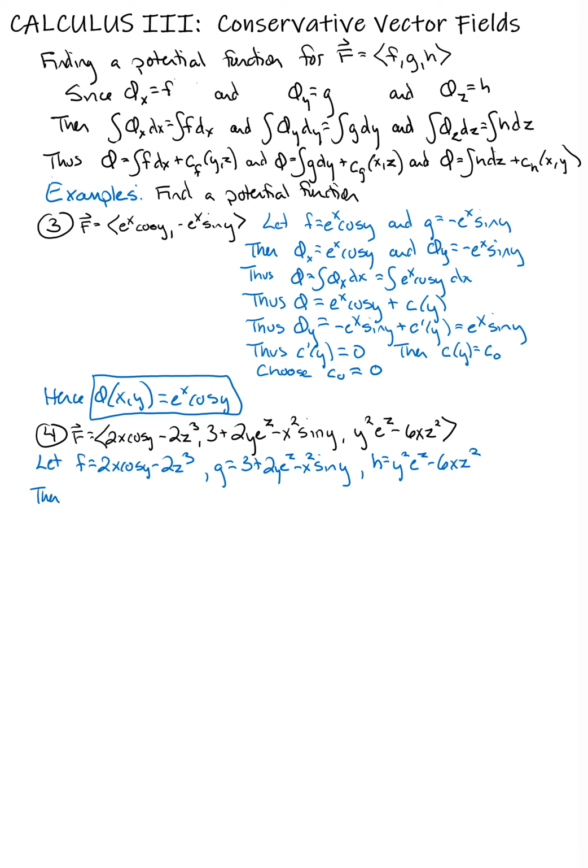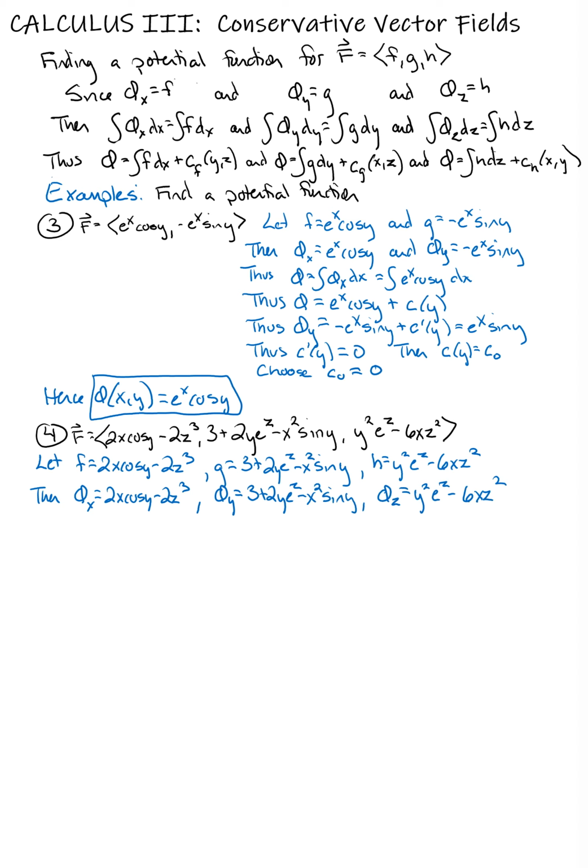All right, this tells us that for our potential function phi, the first partial with respect to x must equal f, the first partial with respect to y must equal g, and the first partial with respect to z is equal to h. Right? That's our definition of a potential function.